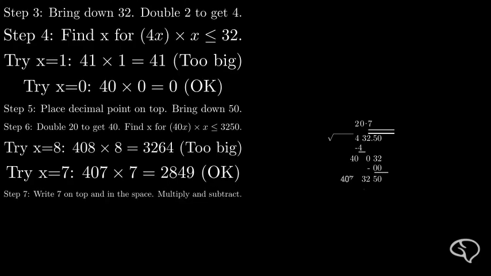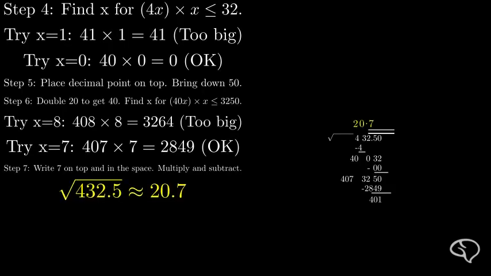We write 7 on top and in the space. We multiply 407 by 7 to get 2,849. Write it below 3,250 and subtract. The remainder is 401. So, the square root of 432.5 is approximately 20.7. The key difference with decimals is the initial grouping of digits, but the rest of the process remains the same.